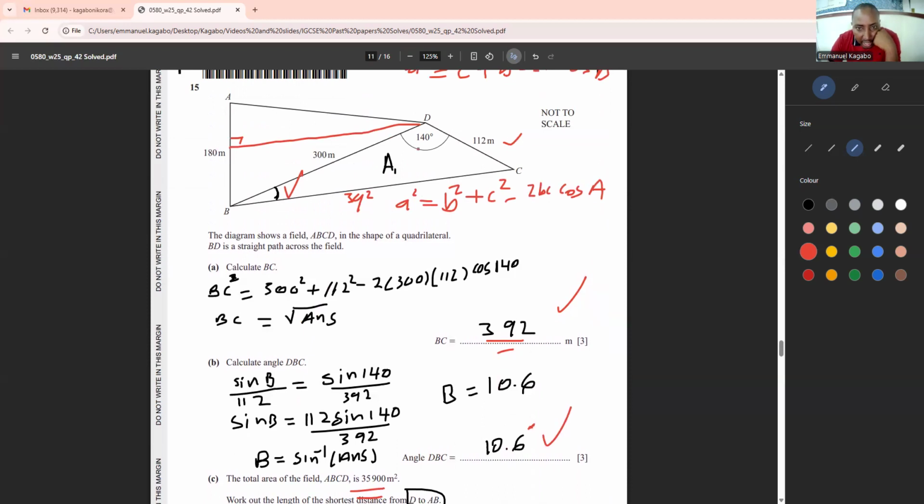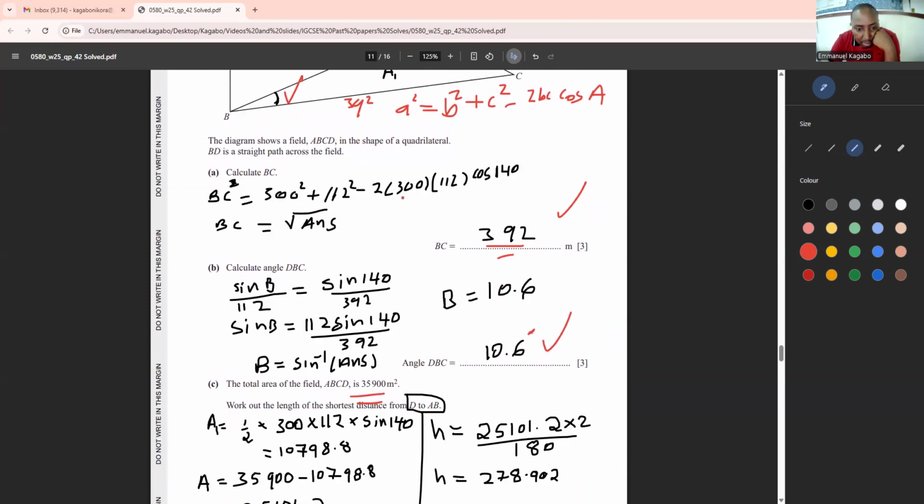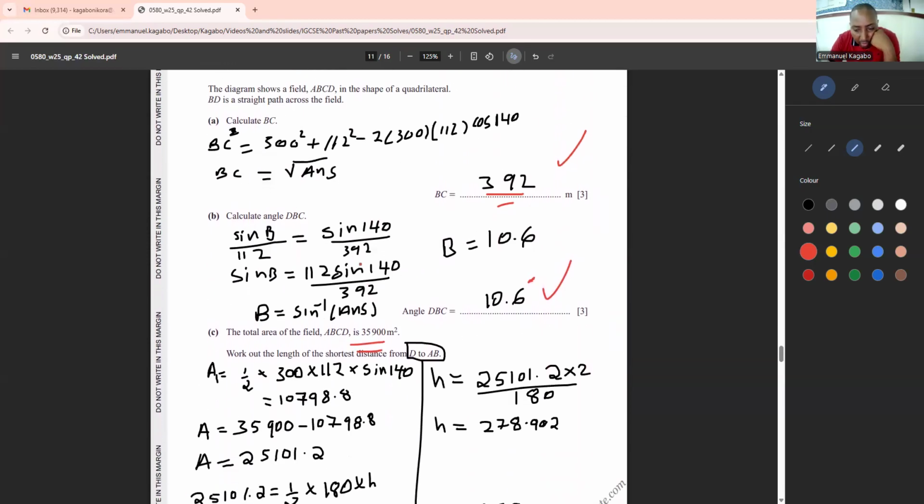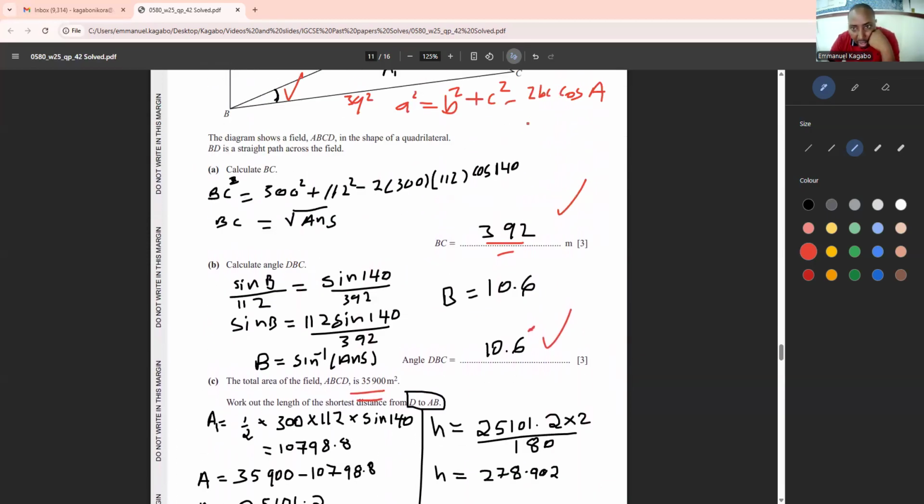Now, I will start by finding the area of triangle 1. I'm going to use the formula for the area of a triangle that's not a right angle triangle. Let me write it here. It's a half AB sine C.